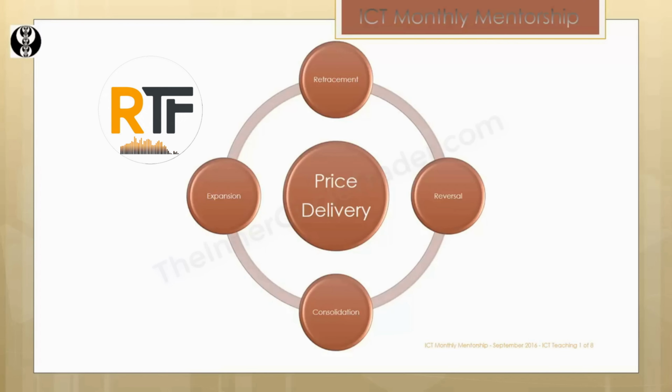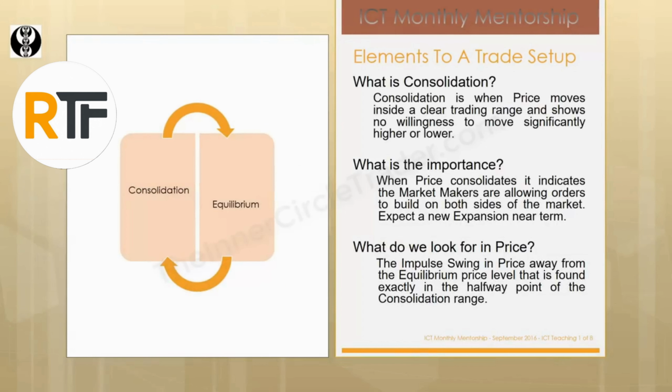Okay, so let's go back and talk about the context or framework, specifically the four market conditions and their respective reference points. And we always start with consolidation. Consolidation is when the market is going sideways. It is still moving up and down, but it stays in a clear trading range and does not want to move significantly higher or lower.